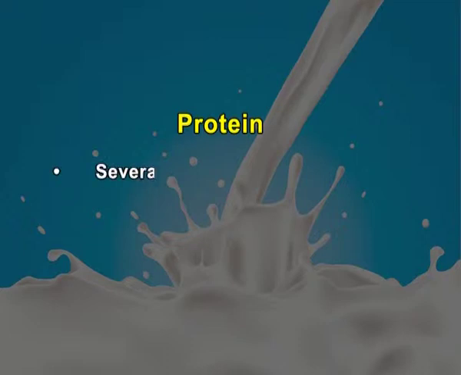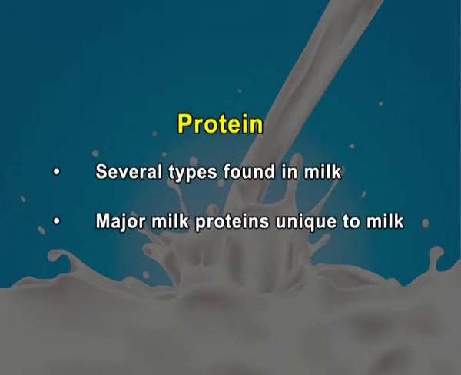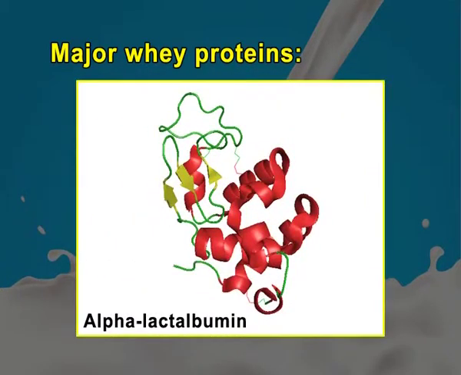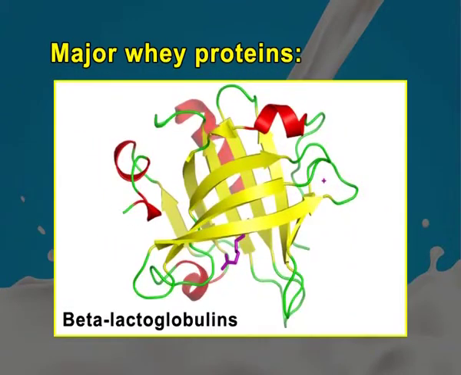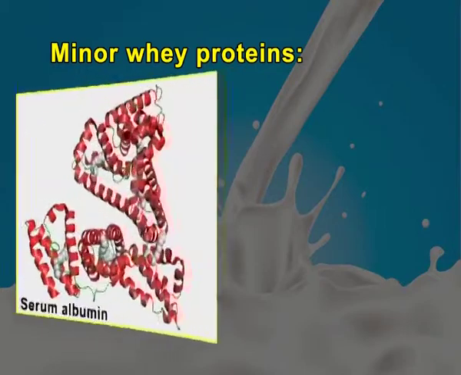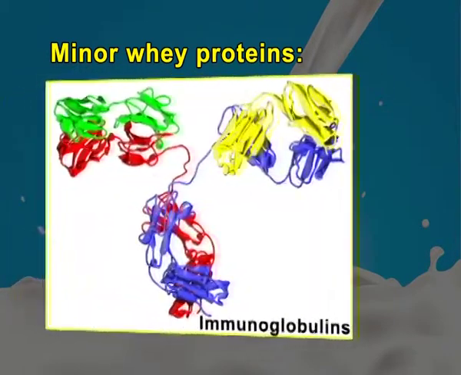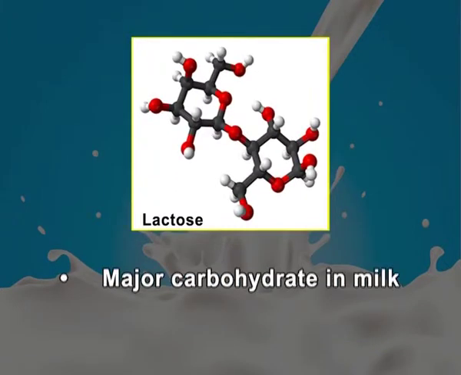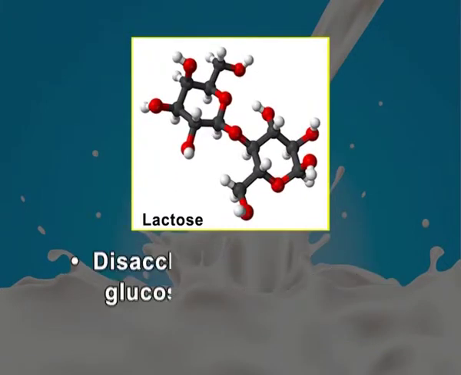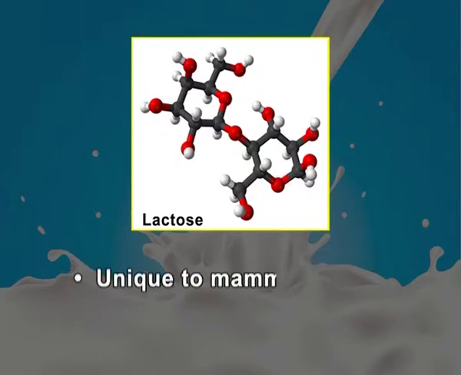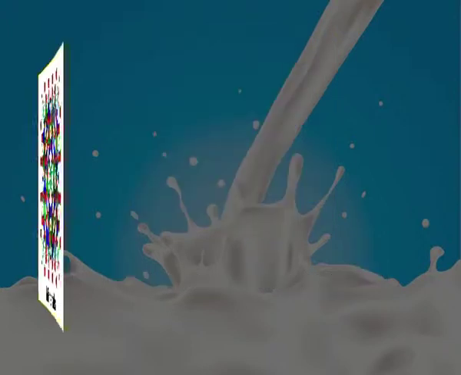Protein, several types found in milk, major milk proteins unique to milk. Major whey proteins are alpha-lactalbumins, beta-lactoglobulins. Minor whey proteins are serum albumin and immunoglobulins. Lactose: the major carbohydrate in milk, a disaccharide composed of glucose and galactose, unique to the mammary gland.